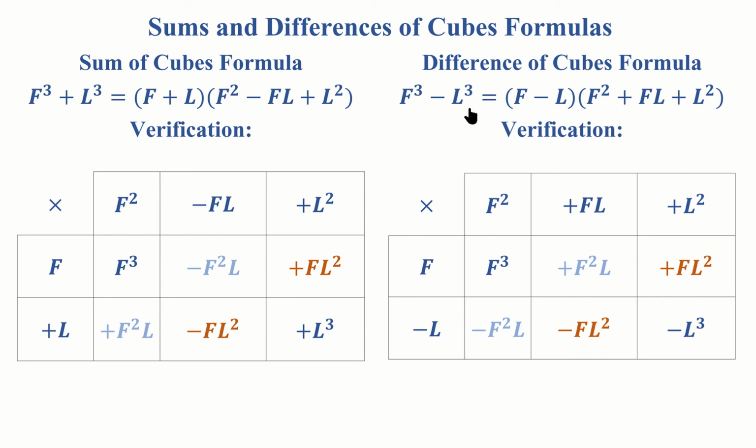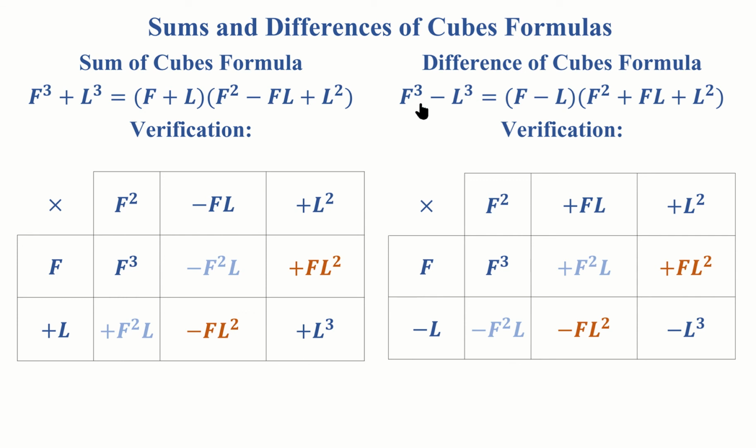For f cubed minus L cubed, we get something similar, but the signs are different. We get quantity f minus L times quantity f squared plus fL plus L squared. Notice that when we're dealing with the sum, the signs that we see in the formula alternate. The first one is a plus, the second one we see here is a minus, the next one is a plus.